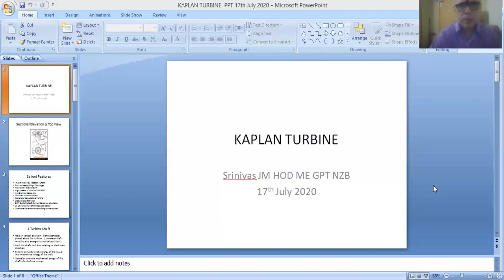So friends, depending upon the availability of water, we have three types of turbines for power generation. So depending upon the availability of water, we have to select any one of these turbines.